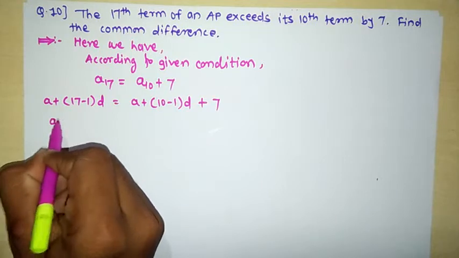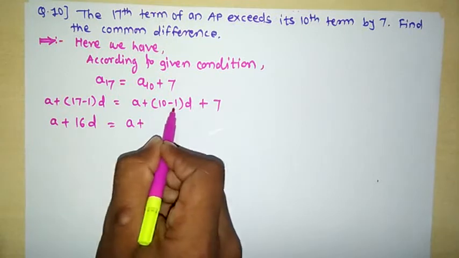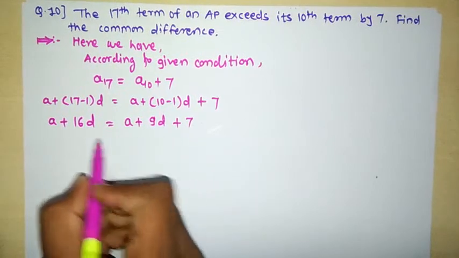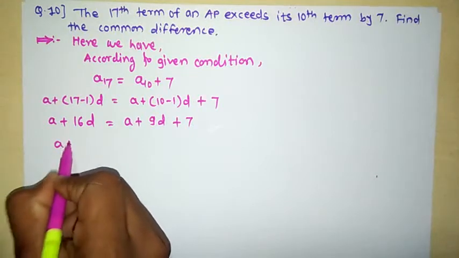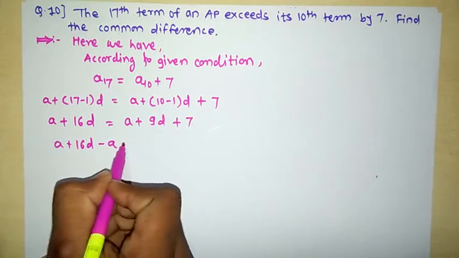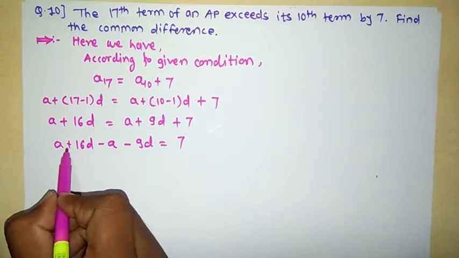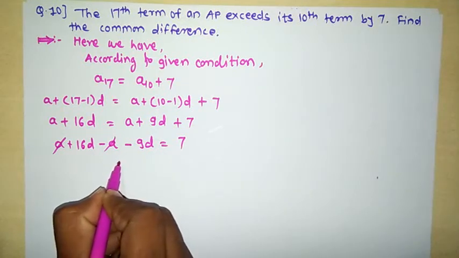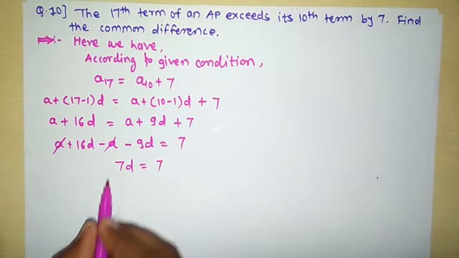Now see here. A plus 17 minus 1 is 16 into D, which is equal to A plus 10 minus 1 is 9 into D, plus 7 as it is. Now send this A towards the left hand side and 9D also towards the left hand side. It will become A plus 16D minus A minus 9D, which is equal to 7. Now A minus A gets cancelled. 16D minus 9D is equal to 7D, which is equal to 7.